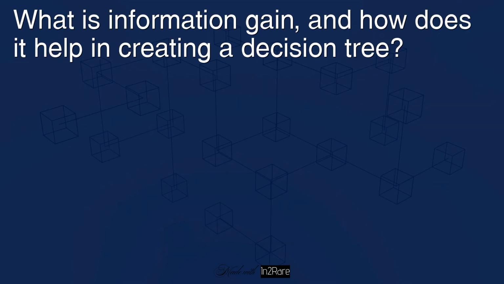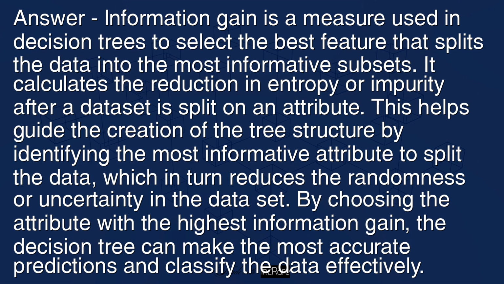What is information gain, and how does it help in creating a decision tree? Answer: information gain is a measure used in decision trees to select the best feature that splits the data into the most informative subsets. It calculates the reduction in entropy or impurity after a dataset is split on an attribute. This helps guide the creation of the tree structure by identifying the most informative attribute to split the data, which in turn reduces the randomness or uncertainty in the dataset. By choosing the attribute with the highest information gain, the decision tree can make the most accurate predictions and classify the data effectively.